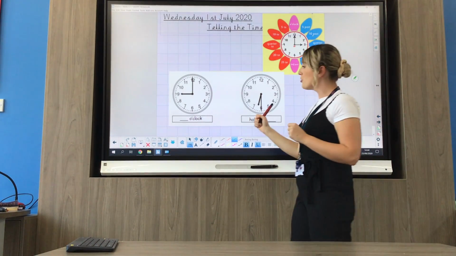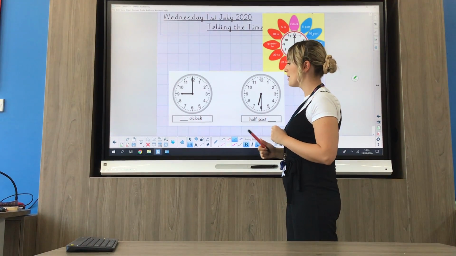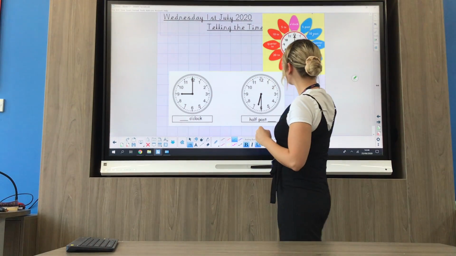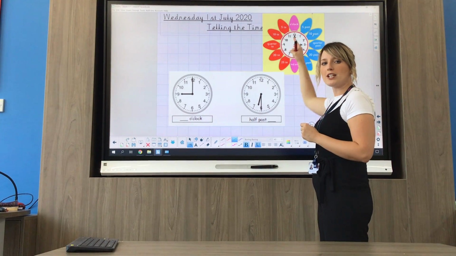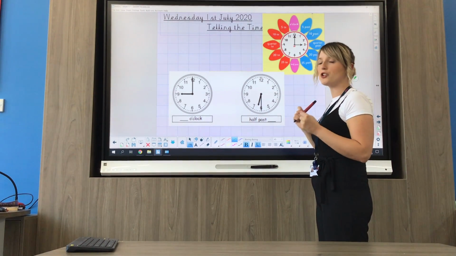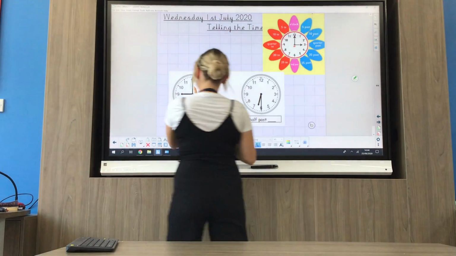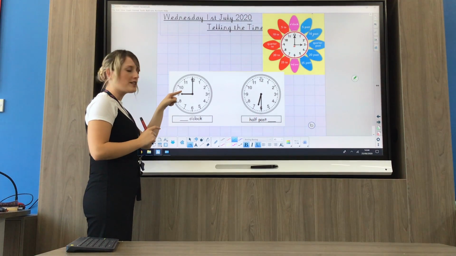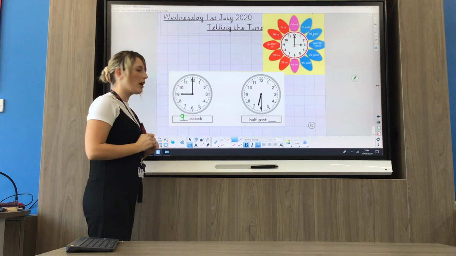Some of your clocks look like this, where you've got to just fill in the missing number. We know that if the minute hand is pointing up at the 12, we're on o'clock. And this picture is on all of your sheets to help you today. So if you're a little bit unsure, make sure you use this to help you. We know it's o'clock, so the shorter hand tells me what hour of the day it is. I can see it's pointing at the 9, so it's 9 o'clock.